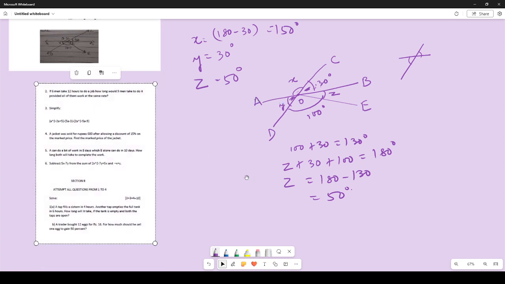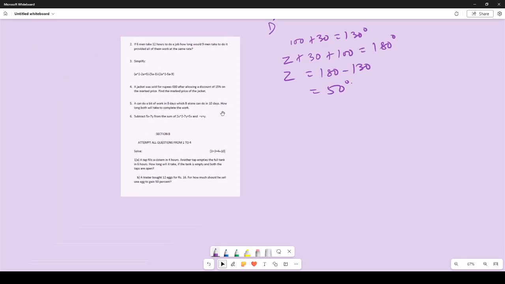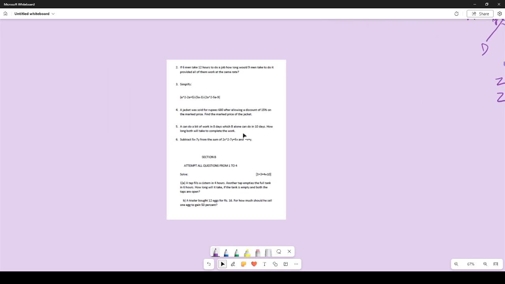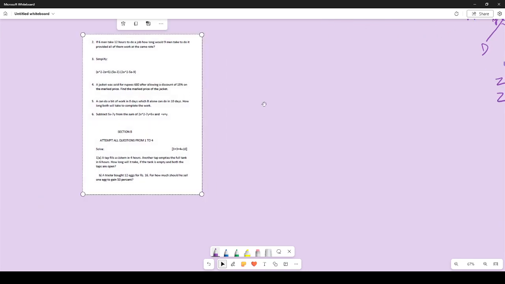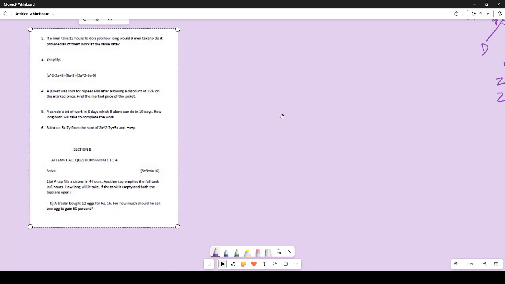Okay, so let us move down. If 6 men take 12 hours to do a job, how long will 9 men take to do it, provided all of them work at the same rate? So you remember men and days. 6 men take 12 hours. So 9 men will take how many hours?